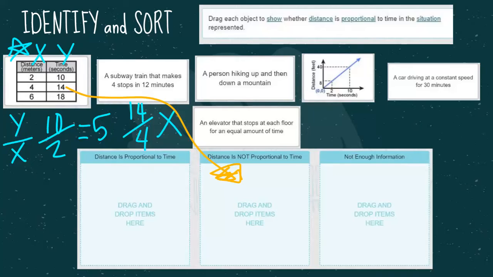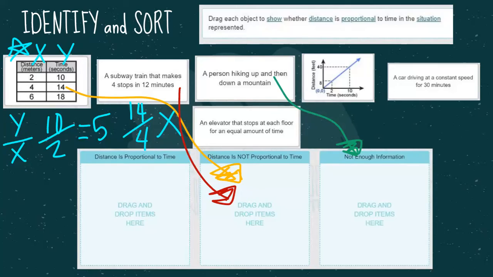Now, a subway train that makes 4 stops in 12 minutes. If it is making stops, then we do not have a constant rate of change. So this one as well is not proportional to time. A person hiking up and then down a mountain. I really don't have enough information because I wasn't given any time or any distance. So we're going to say not enough information.